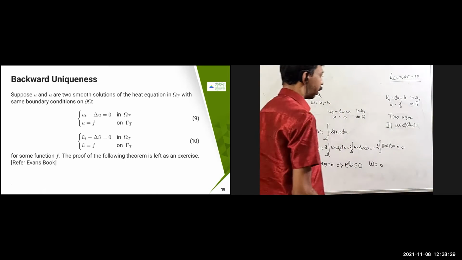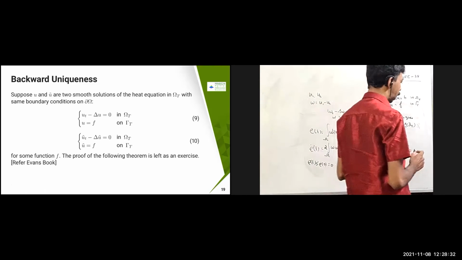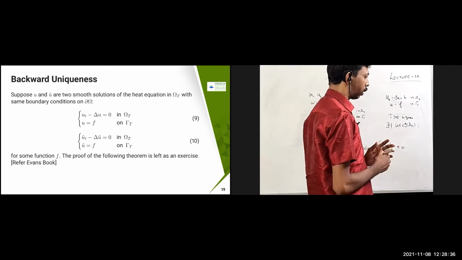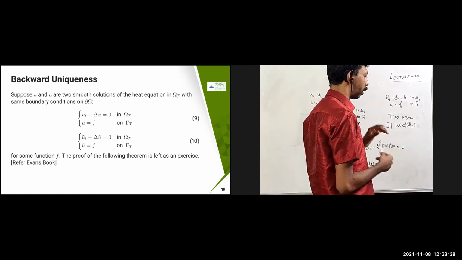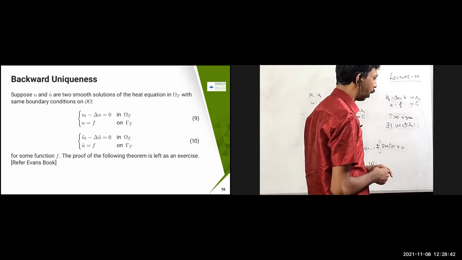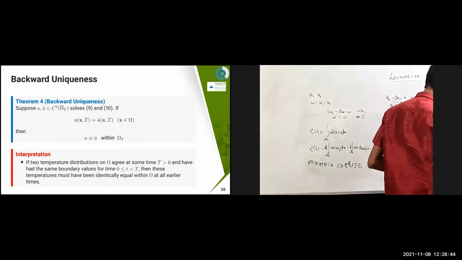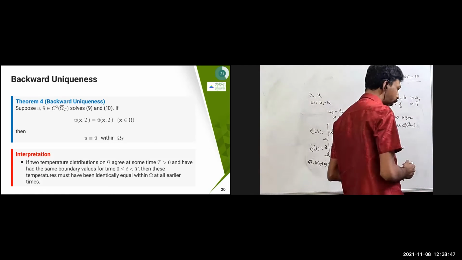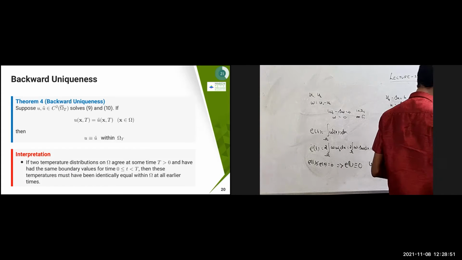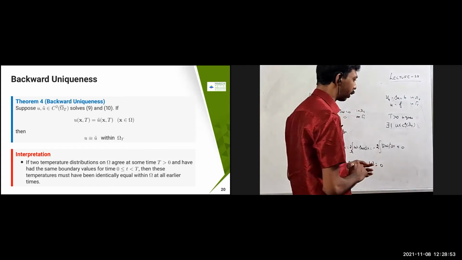So suppose there are two smooth functions, u and u bar, two smooth solutions of the heat equation on omega t with the same boundary conditions. In that case, for some function f, you can prove almost the same things. That part I'm leaving as an exercise for you. You can refer to the Evans book. So this is a part of that. This is the proof of the next theorem, backward uniqueness, which I'm leaving as an exercise.